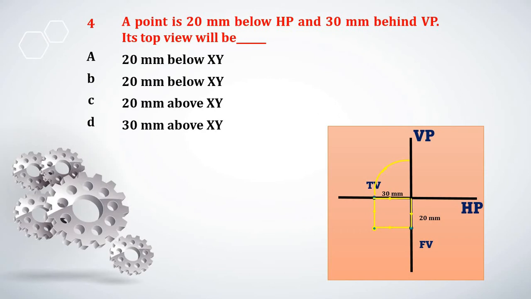But in the options, we have to provide the distances of the point with the help of the XY line. So to obtain the top view and front view, we have to see that the front view will be obtained below the XY line, and in the question they have asked for the top view of the point. To obtain the top view, we have to rotate the horizontal plane in the clockwise direction. That is why we move it and finally obtain the point above the XY line at 30 mm distance. That is option D, the correct answer.